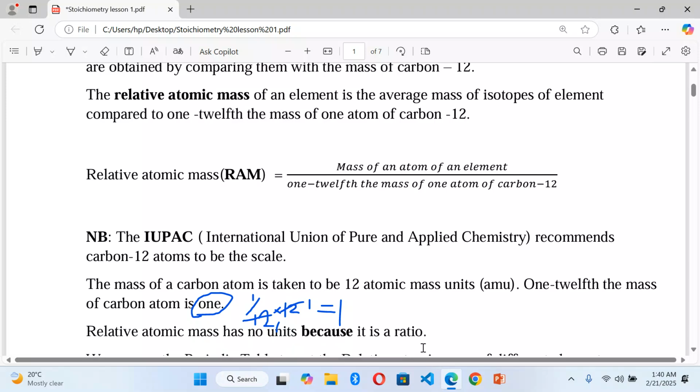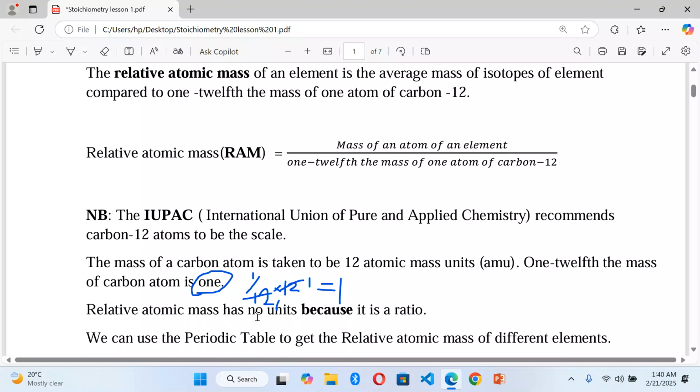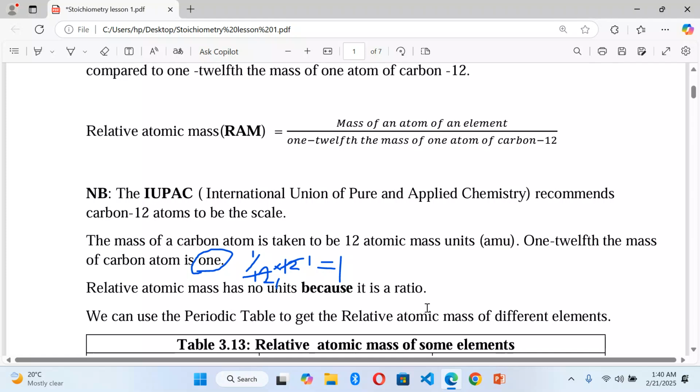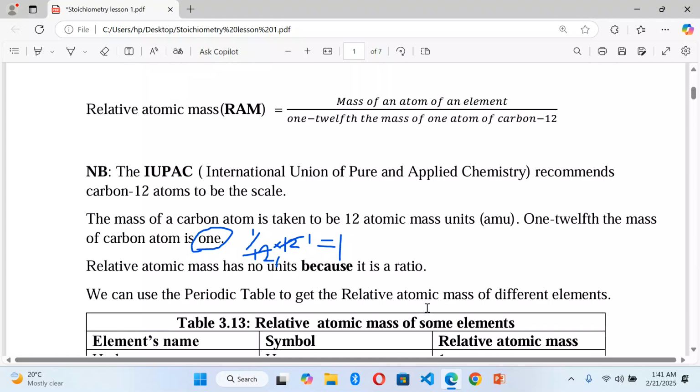Okay, so let's look at this. We're saying that relative atomic mass has no units. When you look at this formula here, it is the mass of an atom of an element over, still, a mass. Why? Mass is measured in grams, and also down here we see the mass of carbon-12, which is still in grams. So when you have grams over grams, the grams cancel. And finally, we find that it doesn't have any units because it is a ratio of mass to mass, and therefore the units cancel. And finally, we may not have any unit for RAM.